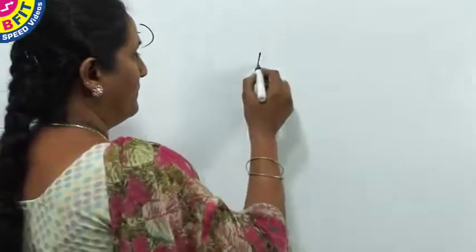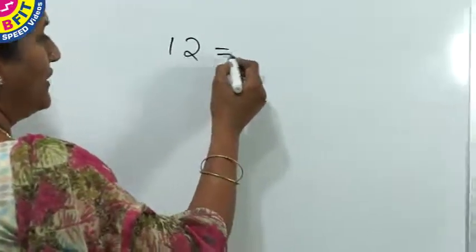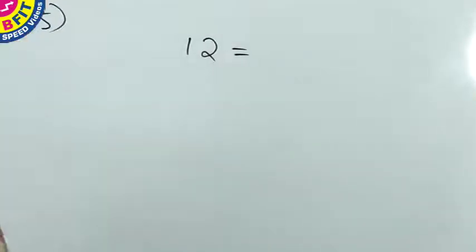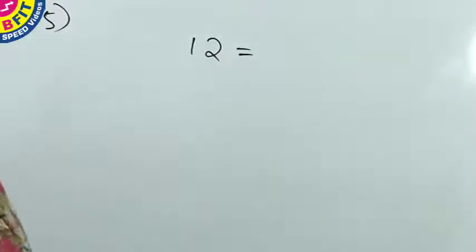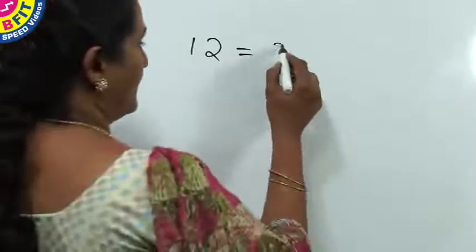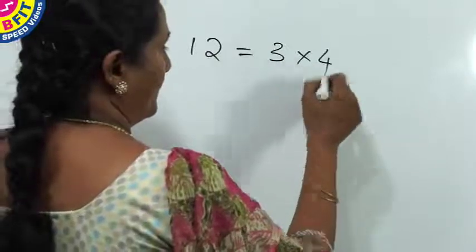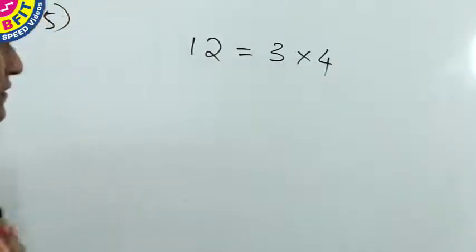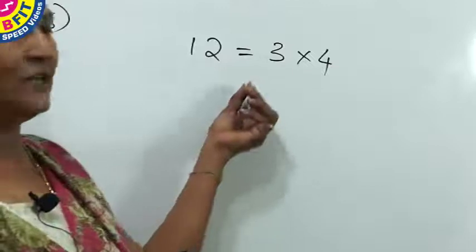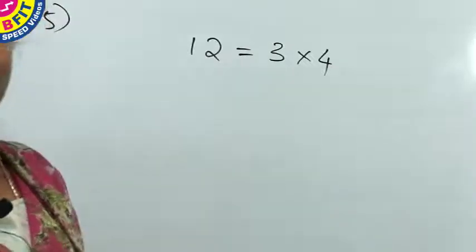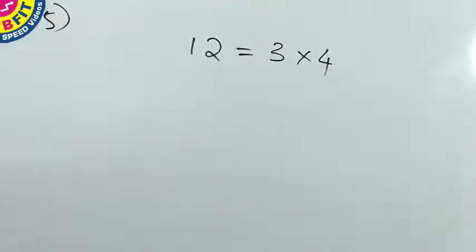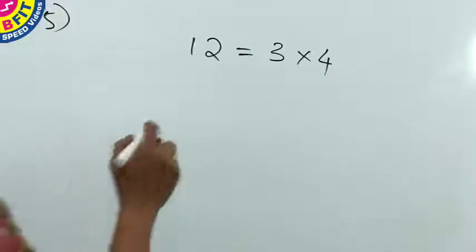So here the divisor is 12 and we have to find the number which suits in the place of hash so that it is divisible by 12. Now splitting 12 into two relatively prime factors, it is 3 and 4. If the given number is divisible by both 3 and 4, then it is divisible by 12.